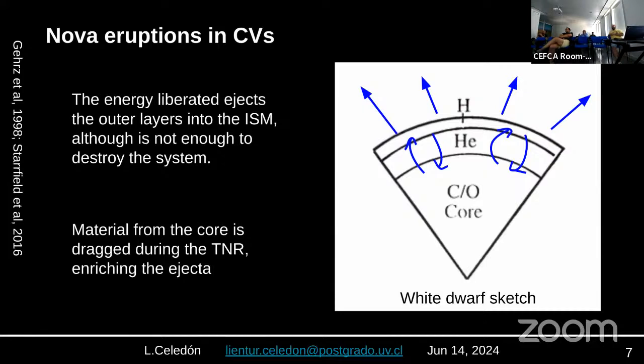Therefore, the process will start to occur again and again. This is a recurrent process in cataclysmic variables on a timescale of tens of thousands of years. And understanding the effect that this thermonuclear runaway has is important to understand the evolution of these systems.